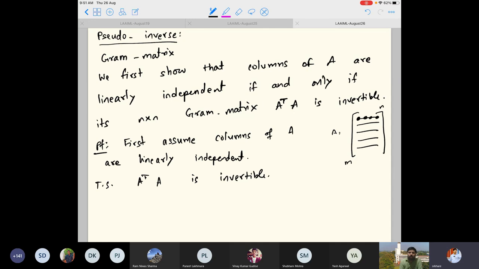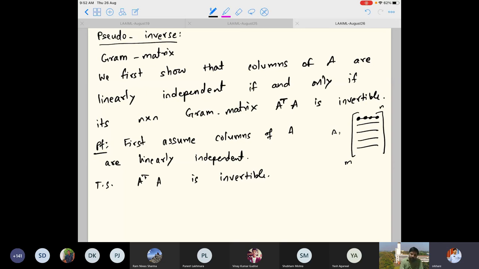So if I want to show the columns of A transpose A are linearly independent, what am I supposed to do? If I have to show a set of vectors is linearly independent, how do I start? I take the linear combination of those vectors to be equal to 0, and I show that all the coefficients in that linear combination are 0, right? I hope you are catching up on this now. If you want to show linear independence, this is the way. Please remember it.